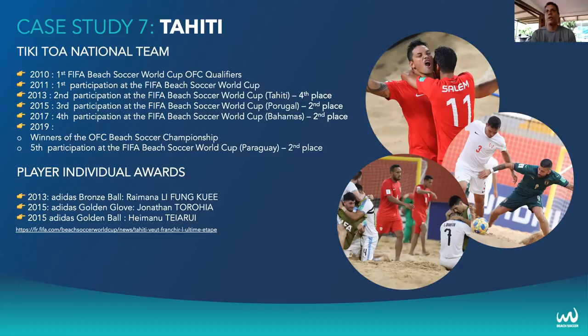Okay, in our national championship, I organize three different categories. We have the first division, with 8 teams. Then we have the second division, same 8 teams, and we have the women's division, 8 teams. So this is what we have in our championship.